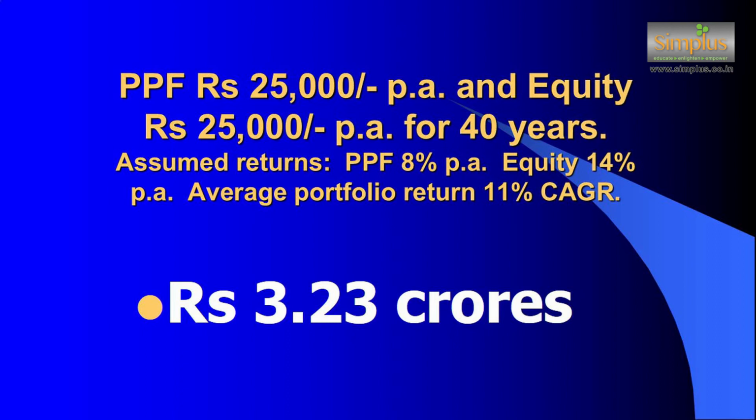I just see that if I assume 14% return on the stock market, 8% in the PPF, and an average of 11%, this is what I built up. Now my question is, from 1.4 crores, to end at 3.23 crores, investing the same 50,000, but dividing it between the PPF and equity. For the difference in the end value, is the risk that I took worth it?